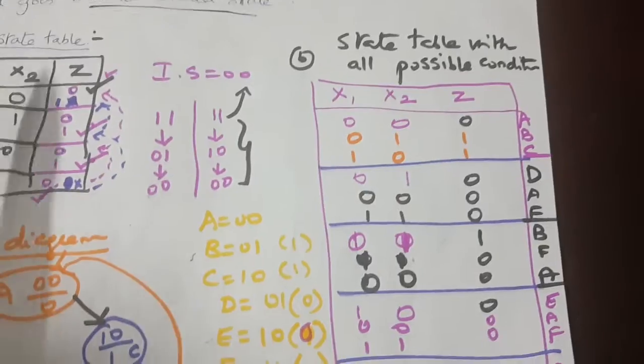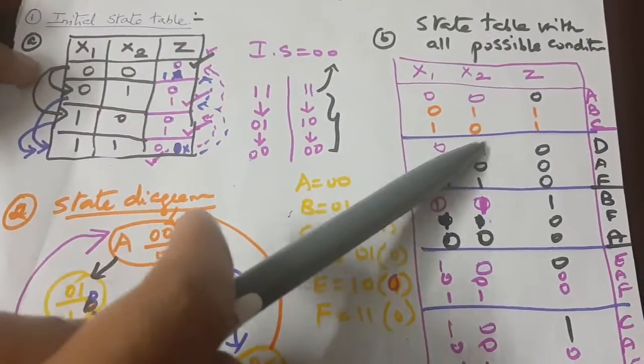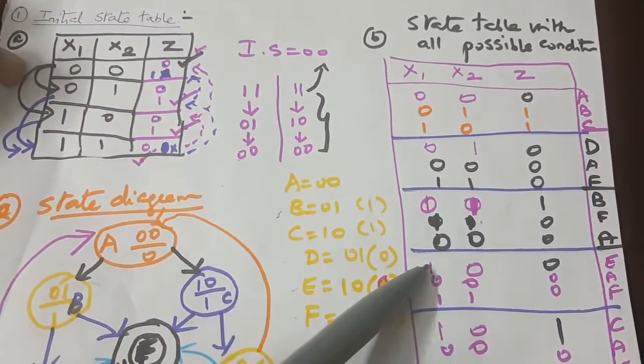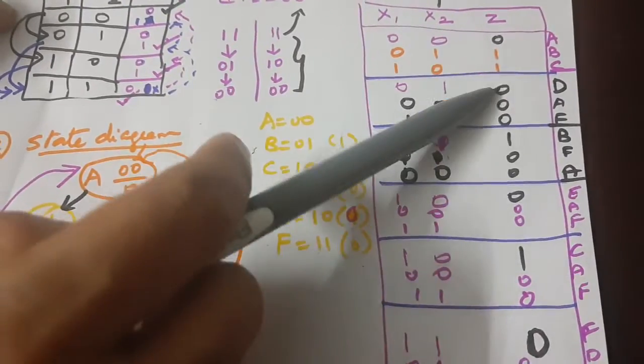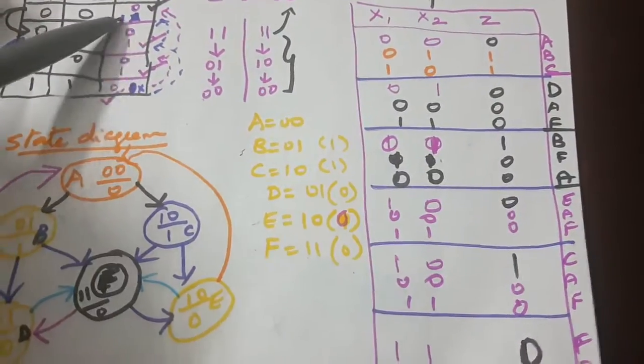I am doing the same. I am expanding here. So 0 0 can go to 0 1. Output is 0, output is 1, because you have two outputs here.